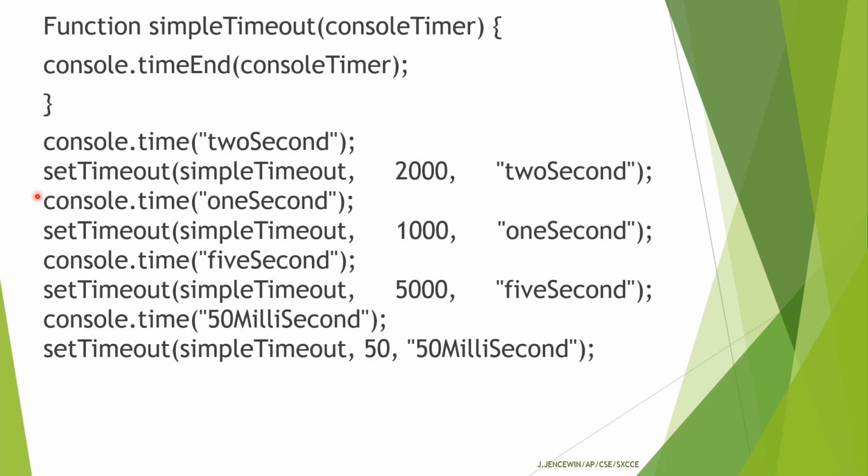After that we start another timer with the label 1 second. Using that we invoke simpleTimeout, so this will execute after the 1 second. Similarly 5000 and also 50 milliseconds.